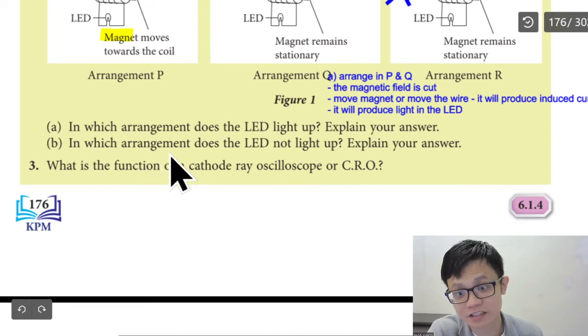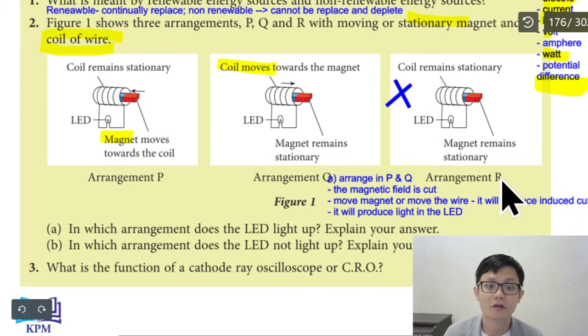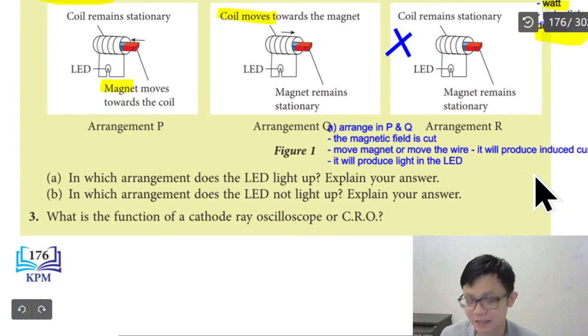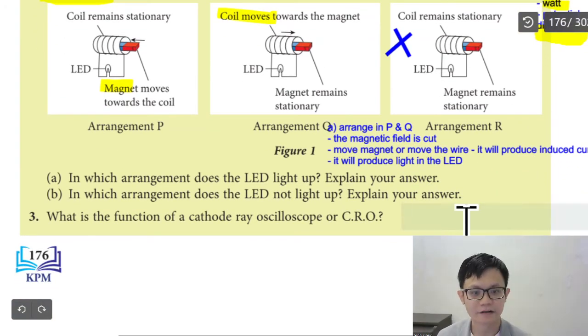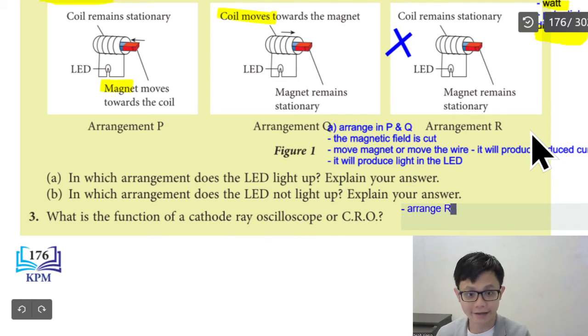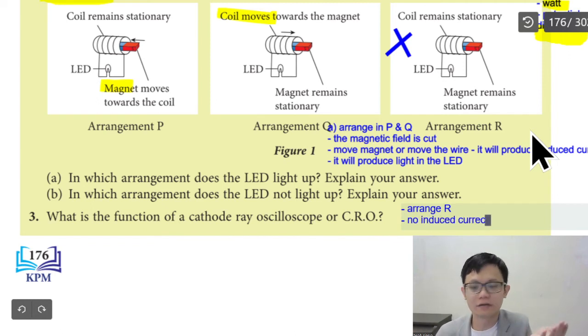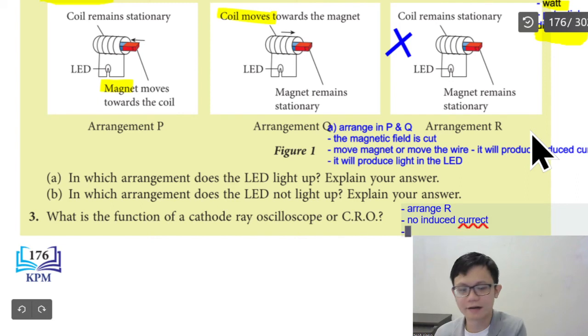In which arrangement does the LED not light up? Explain your answer. Which one does not light up, and explain your answer? Okay, so you already answered the question. Which does not light up is arrangement R. Why? Explain. Because no induced current. No current, no electric. Then of course cannot.